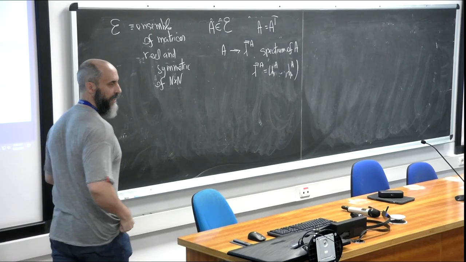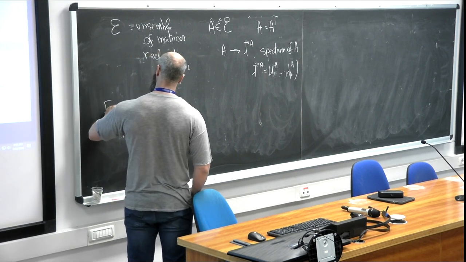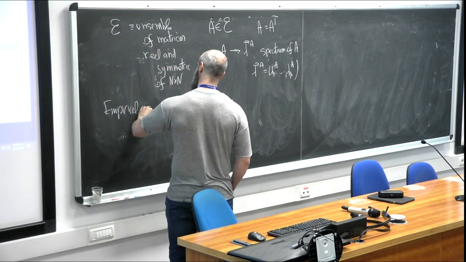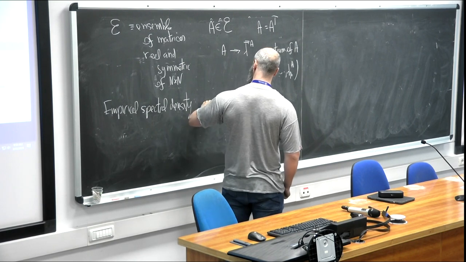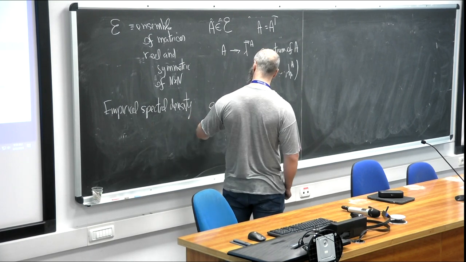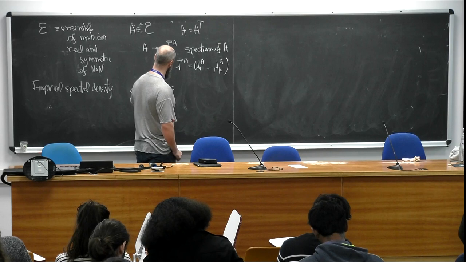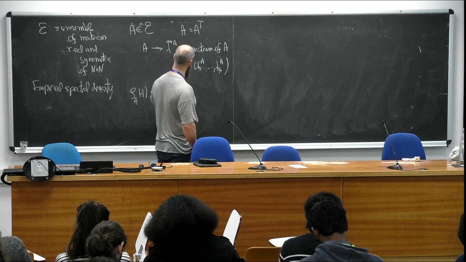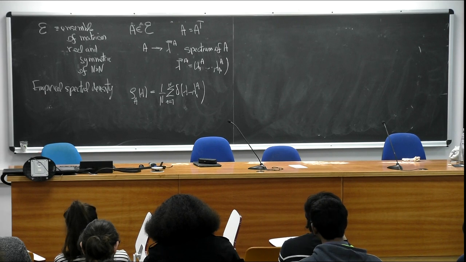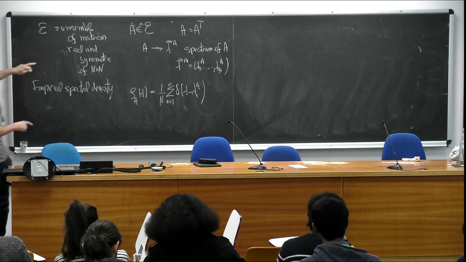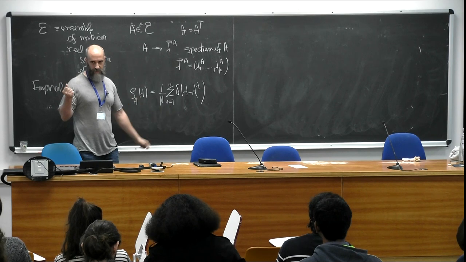Good. Now let me define what is called the empirical spectral density, denoted rho sub A of lambda, which is equal to 1 over n, the sum over i from 1 to n, of Dirac delta of lambda minus lambda i of A. If you have the eigenvalues, this would be the collection of eigenvalues constructing a histogram, something like this. So far, so good.